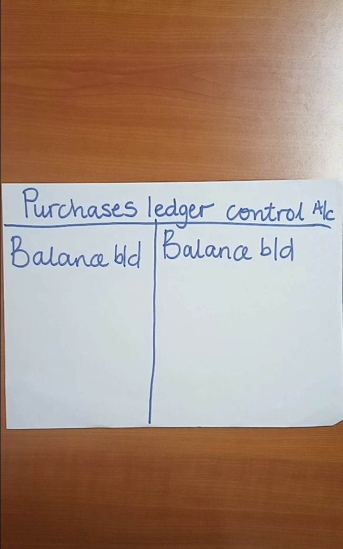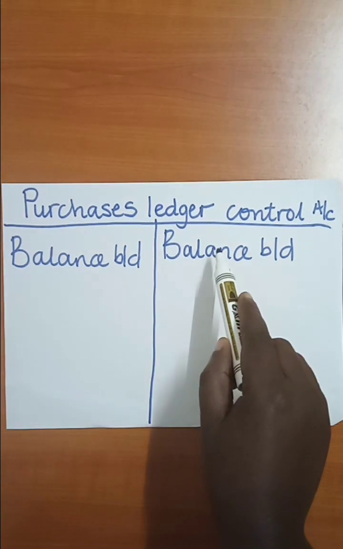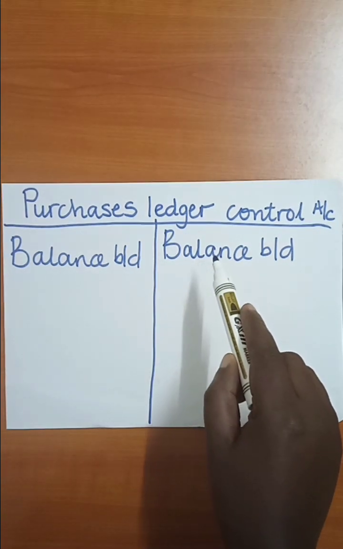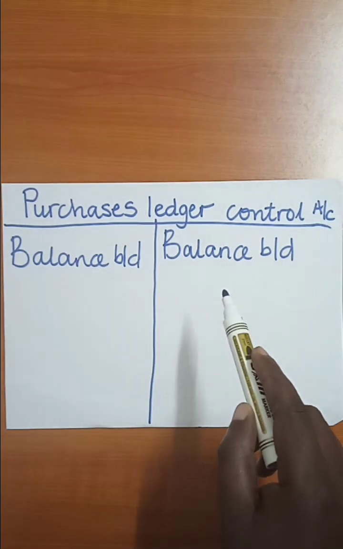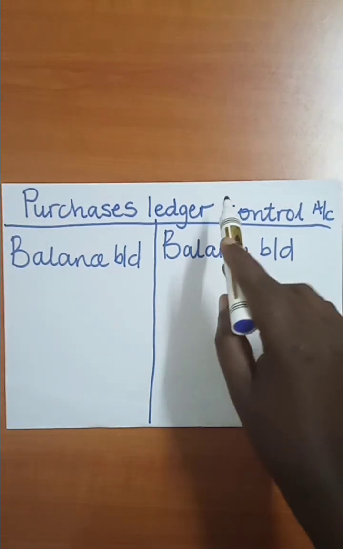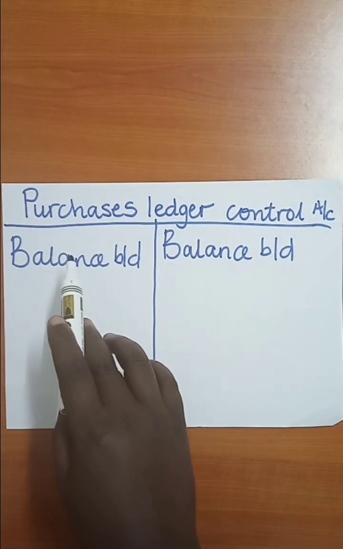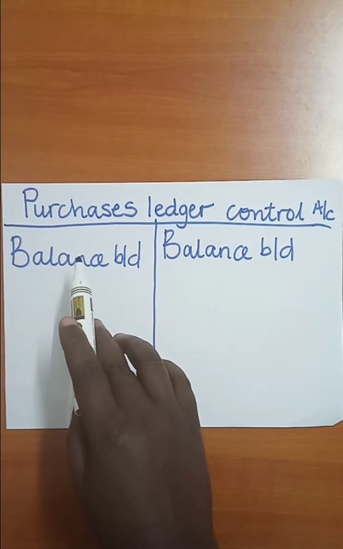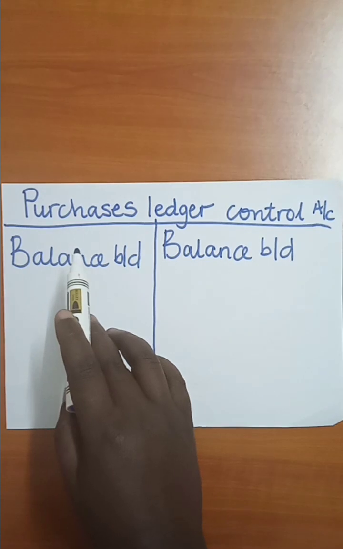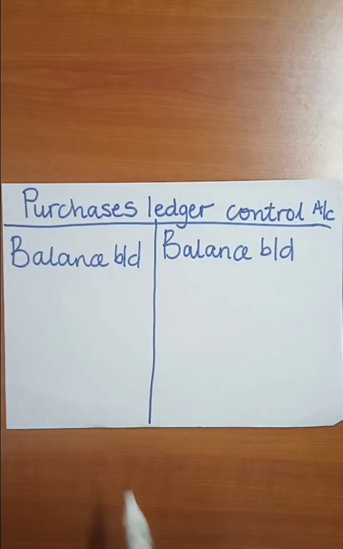So this account has a normal balance on the credit side, and this balance represents what the business has to pay to its suppliers. And on the debit side, we have a small balance, and it represents what the suppliers need to pay the business. Okay, so let's start with the transactions that are recorded in the purchase ledger control account.